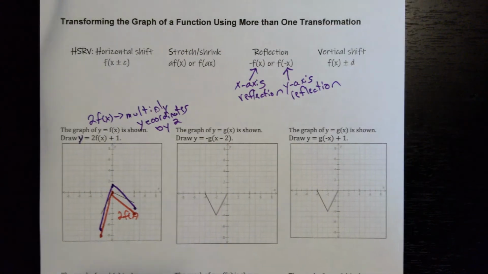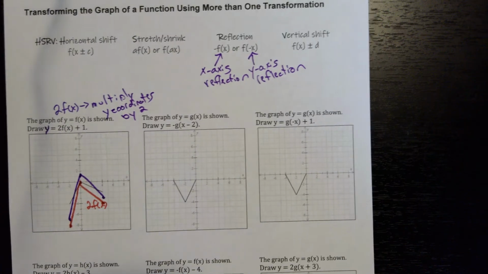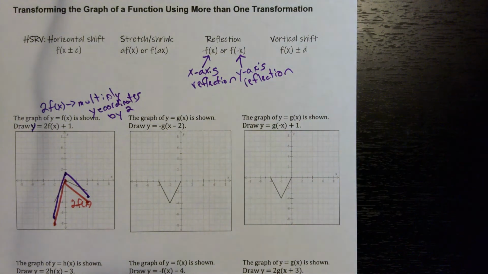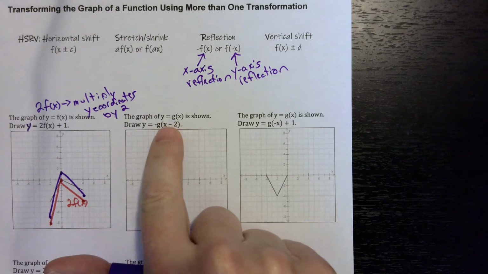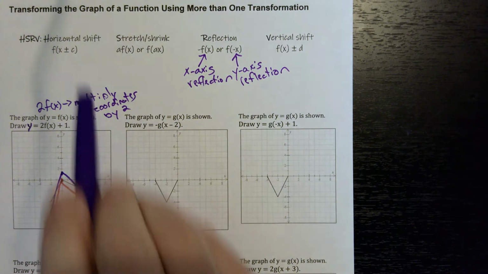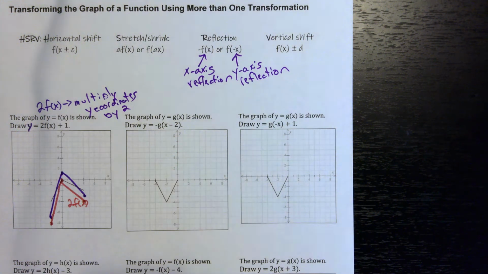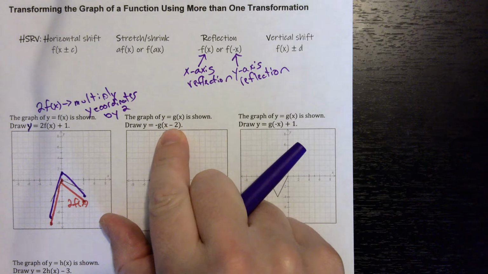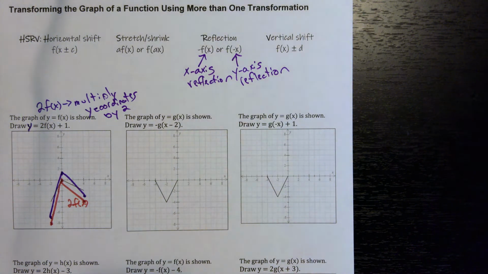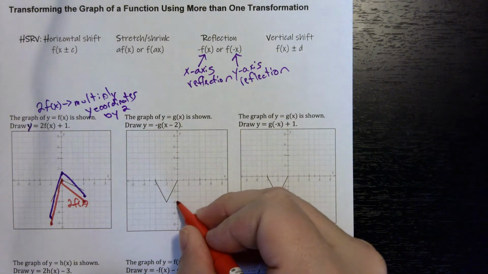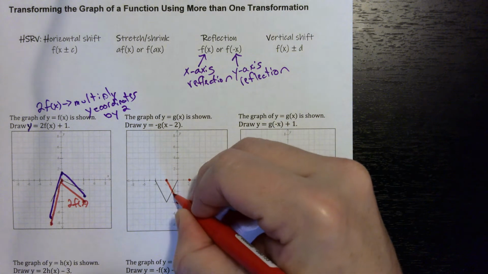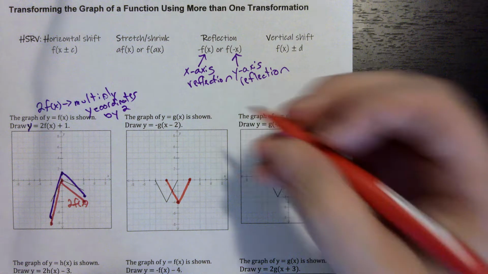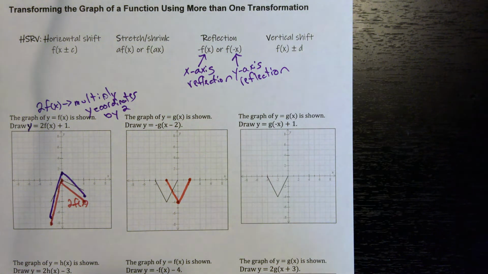Okay, let's take a look at the next one. So we've got g of x shown. We have negative in front, and we have a number in here with the x. So that's what we have to do first, right there. So we take the same graph and we move it the opposite of this sign. So move it to the right. Move it to the right by 2, all points. So right by 2, and right by 2. There's my intermediate graph. Okay, that's without the reflection.